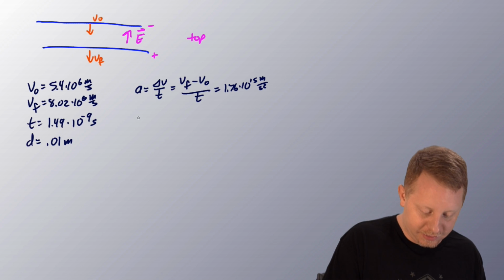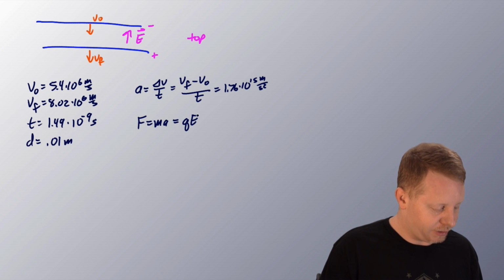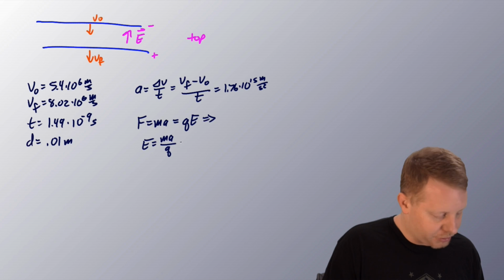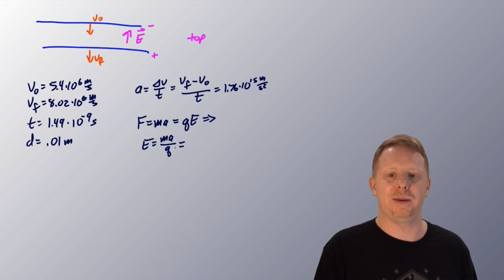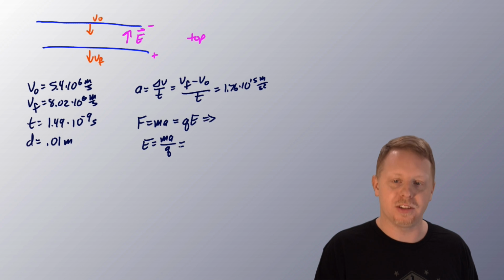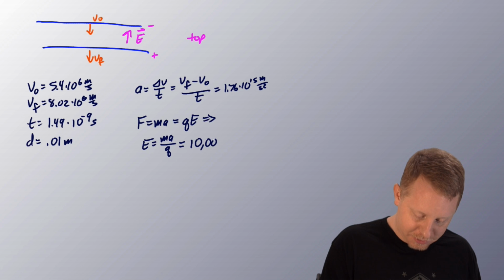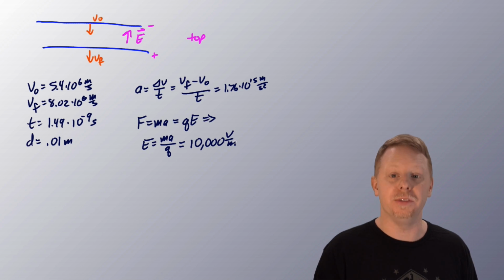Well, using Newton's second law, we know that force is mass times acceleration, which in this case, our force is charge times the electric field strength between the plates. Therefore, we can find the electric field strength is our mass times acceleration over charge, or when I plug in my values, my charge 1.6 times 10 to the minus 19 coulombs, the charge on an electron, I come up with an electric field strength of about 10,000 volts per meter, or 10,000 newtons per coulomb. Either unit would be acceptable.